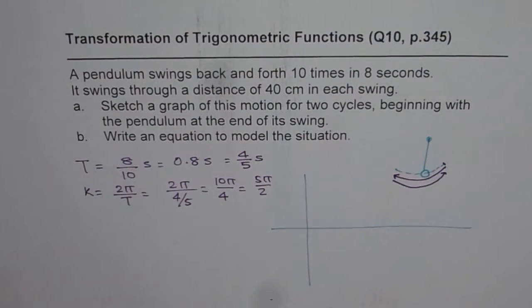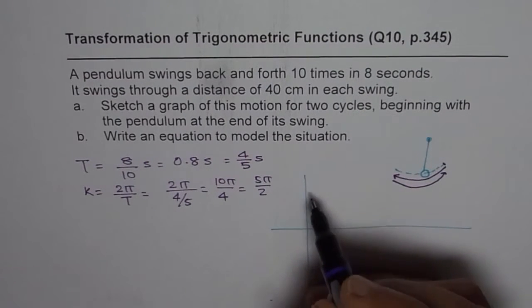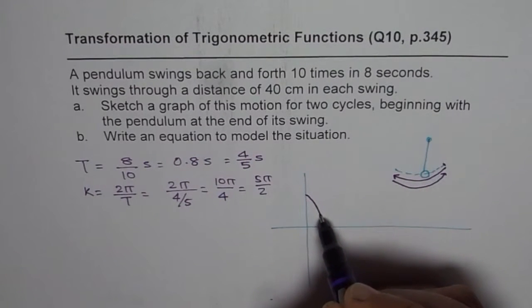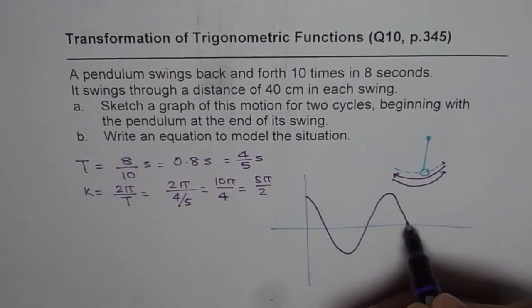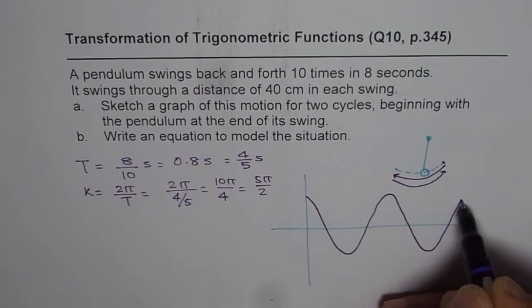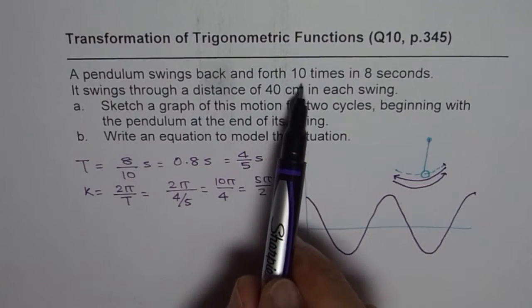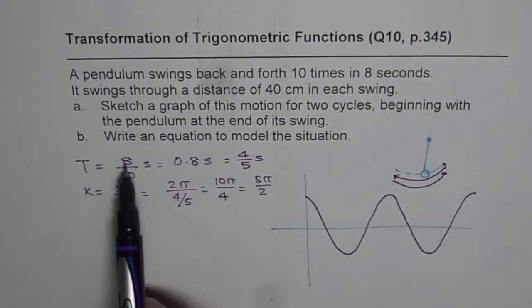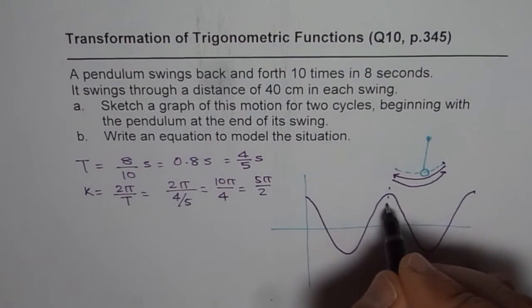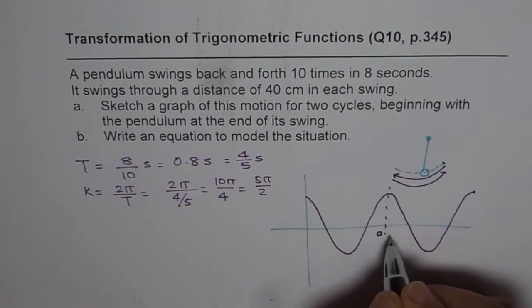In this particular case, since we are starting from the maximum value, the graph starts at the maximum. It goes to 0, then comes down, then climbs up, then comes down, and then climbs up like this. So that completes 2 waves for us. As you can see, it does 10 times in 8 seconds, so one time in 8 divided by 10. So for one wave, the time period should be 0.8, correct?